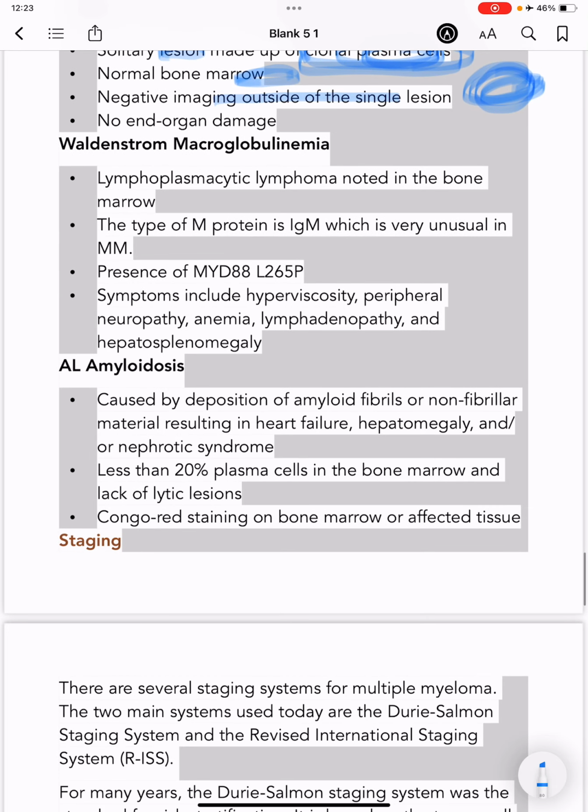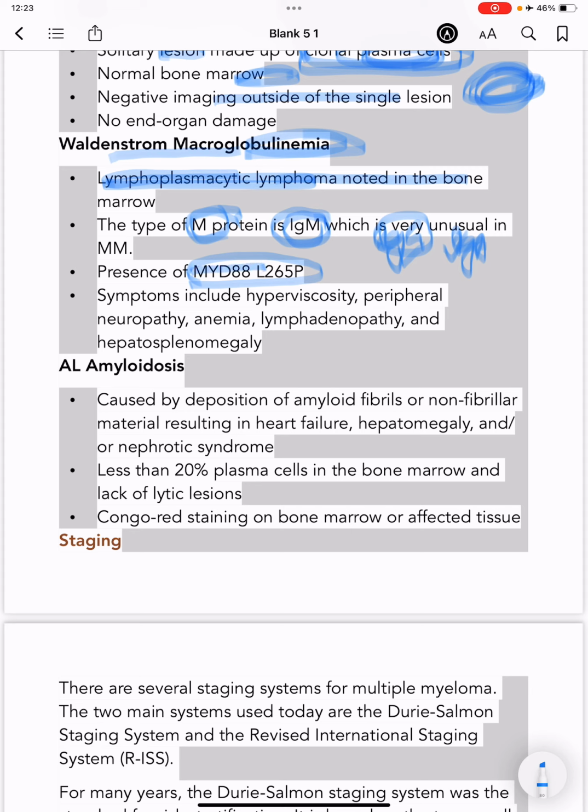And then we have Waldenström macroglobulinemia. In Waldenström macroglobulinemia, lymphoplasmacytic lymphoma is noted in the bone marrow, and the M protein is typically IgM. In multiple myeloma it is IgG first, and less commonly IgA. But here in Waldenström macroglobulinemia, it is IgM, which is very unusual in multiple myeloma, and there is the presence of MYD88 L265P.